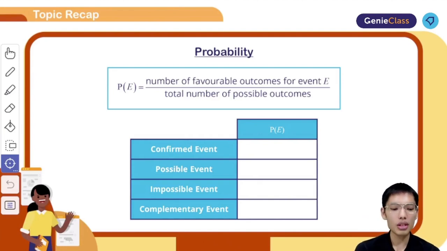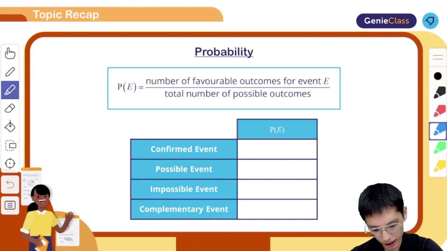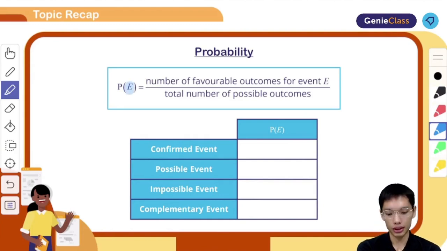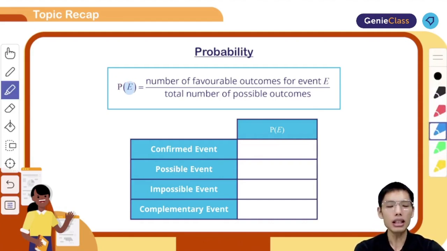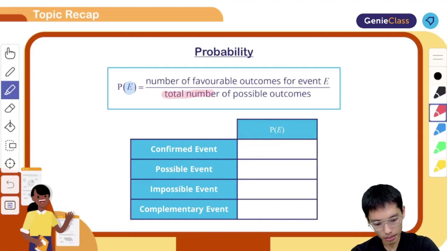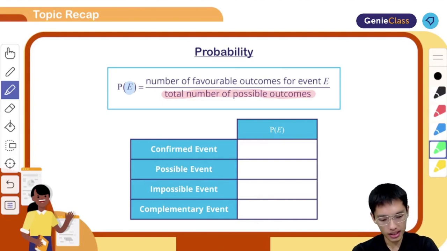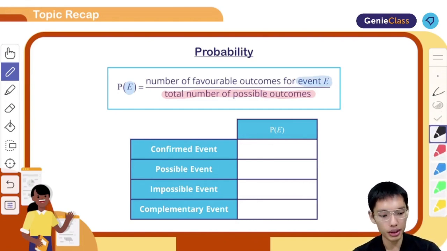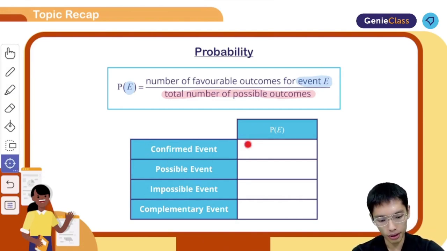When we talk about probability, suppose we are looking for our event E. What does this mean? It means if you want to find the probability of this event E, given all the possible outcomes that we have, we want to find the ones that only help for event E. There are a few situations where event E can happen. One, if event E is definitely going to happen, we call it a confirmed event.